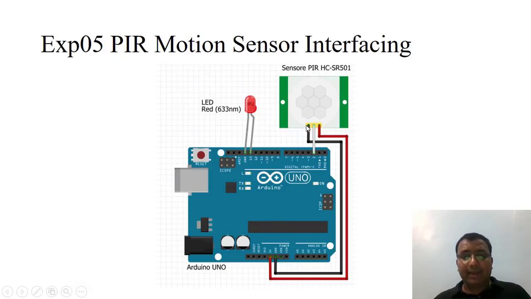So this is a schematic diagram. Here the PIR sensor is an input sensor. We have connected that output line to pin number 2. VCC is given through VCC, and the ground is connected to ground. Then the LED is connected to pin number 13, so the anode is connected to pin number 13 and the cathode is grounded here. We'll see an actual live demonstration of this particular PIR sensor.